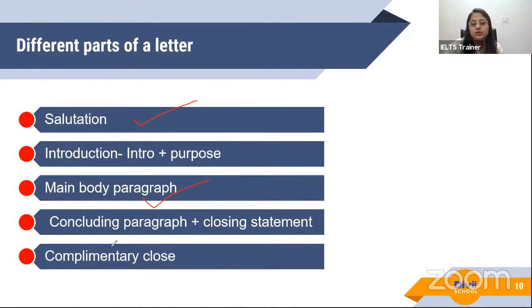Then comes the conclusion. The concluding paragraph is just one paragraph. What solution you can propose to the person, what suggestion you can give to the person, or what you expect that person should do for you. All these things are going to come into your concluding paragraph. And then the concluding paragraph is going to be followed by a closing statement. You will write a closing statement just after the conclusion paragraph, and then the complimentary close by writing yours faithfully, yours sincerely, or yours lovingly. Any one can be written according to the sense of the letter.